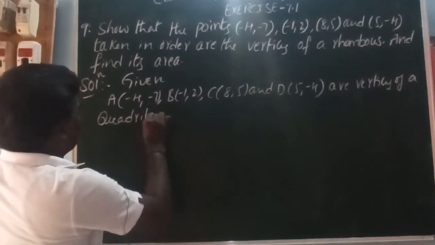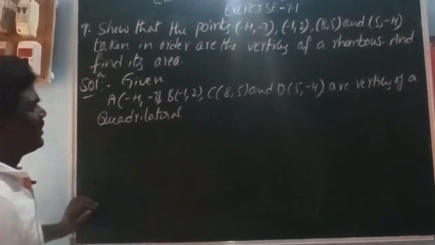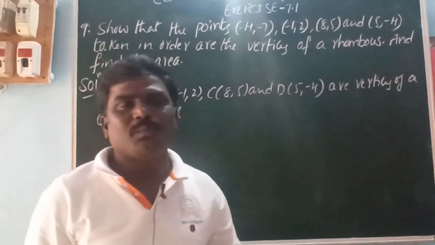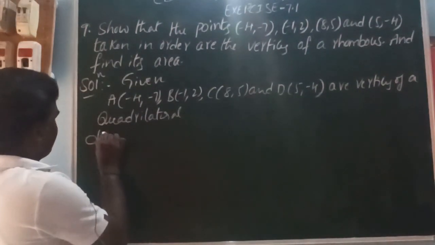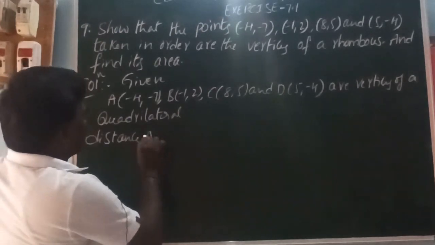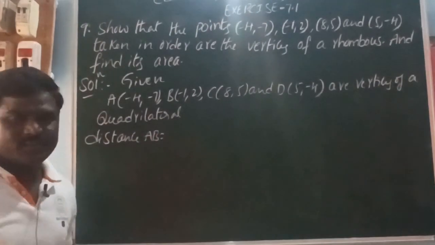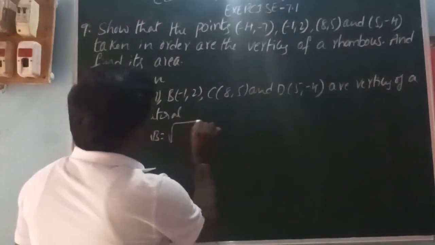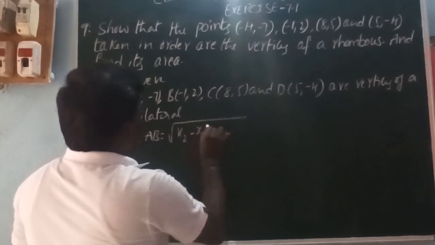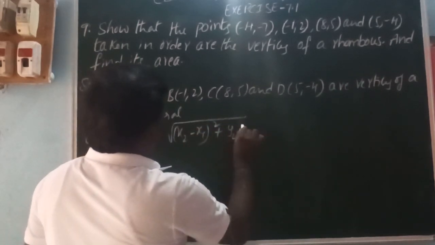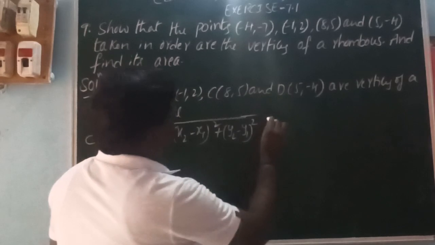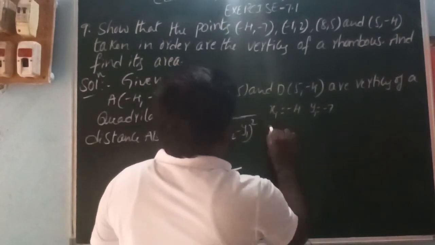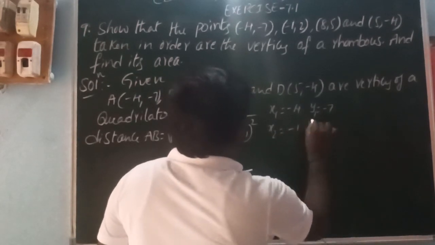So how can we prove it? Using the distance between 2 points, the side lengths should be the same. How can you find the distance between 2 points? Here, distance AB. What is the formula? Distance between 2 points is the square root of (x2 minus x1) whole square plus (y2 minus y1) whole square. Here x1 is -4, y1 is -7, x2 is -1, y2 is 2.